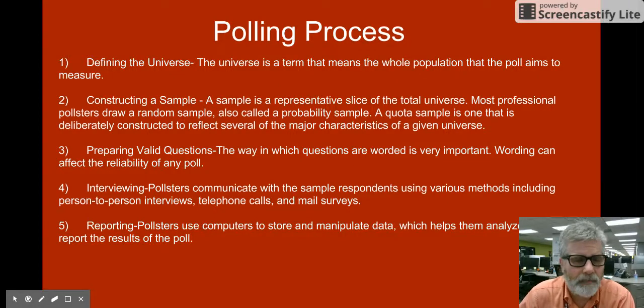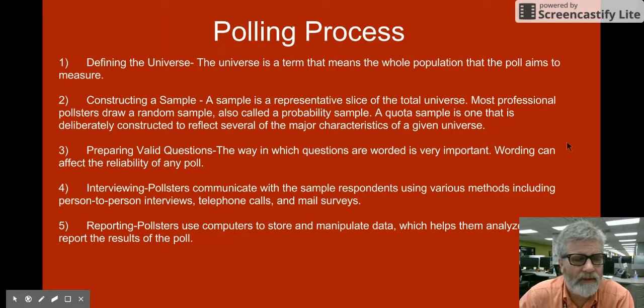Interviewing. Pollsters communicate with the sample respondents using various methods, including person-to-person interviews, telephone calls, mail surveys. One issue now is landlines versus cell phones, and how are you actually getting to the people? Because if you only use landlines, that might be older voters and not the younger voters.